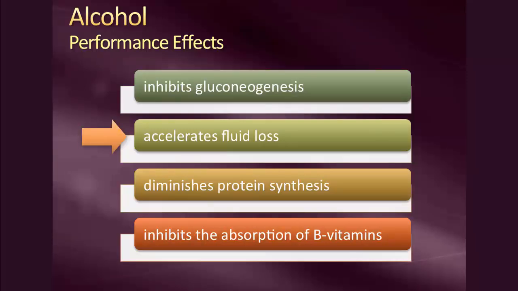It accelerates fluid loss, resulting in dehydration. Alcohol inhibits the release of antidiuretic hormone, which increases the excretion of urine through the kidneys. It diminishes protein synthesis and inhibits the absorption of B vitamins.